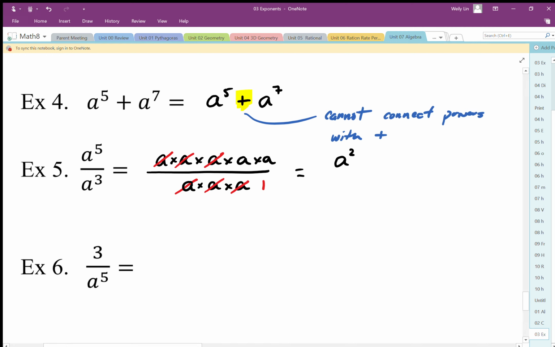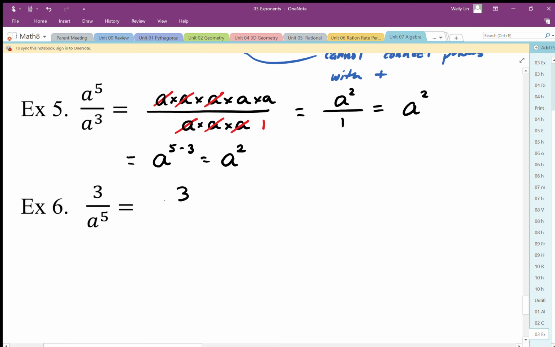I'm going to count. There's 2 a's left with multiply over 1, or I can just write this as a squared. And the shortcut then would be, since the divide counts against the multiplication, I can subtract. And this would be equal to 5 minus 3. That would also give us a squared. And again, if we're not sure, we can always just write it out. We know our times and divide rules, and if we use them, we end up with a squared.